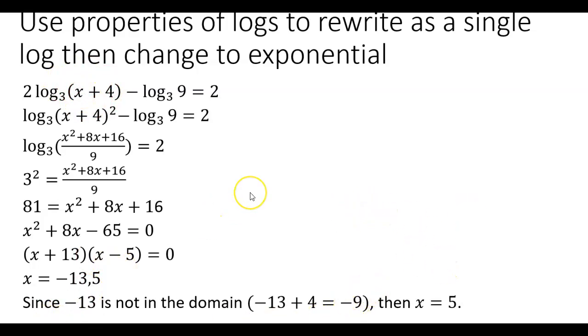All right, now let's move on to the next. And now we're going to see how we can exponentiate both sides of an equation. How do we exponentiate both sides of an equation? Well, what does that even mean? Well, let's take a look at an example here.